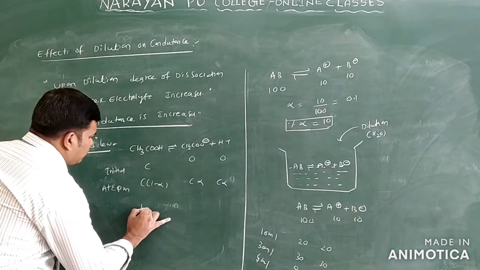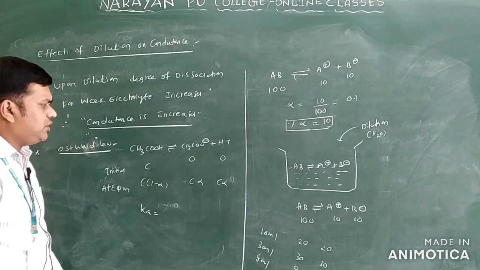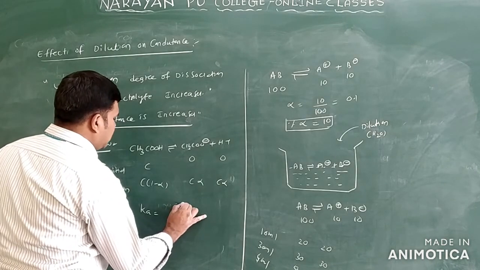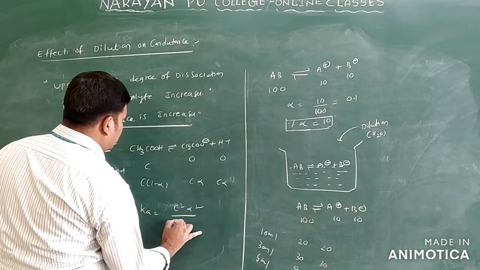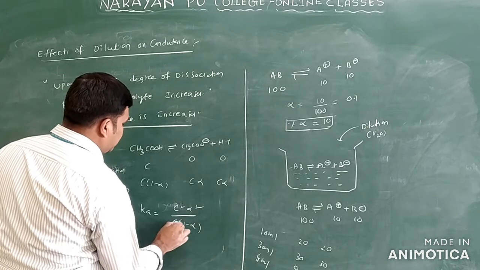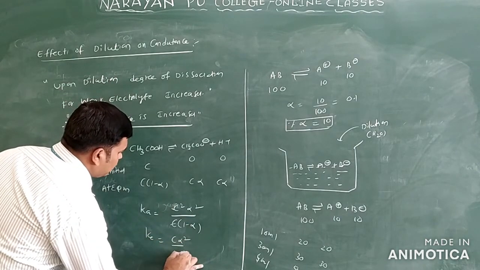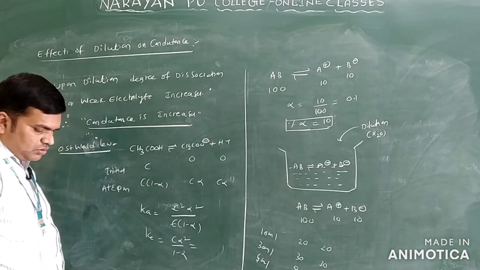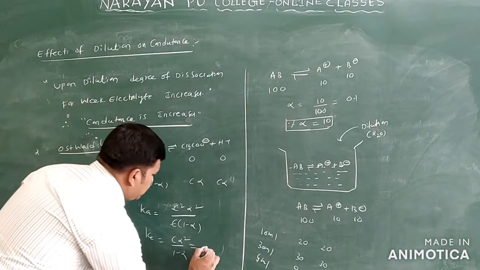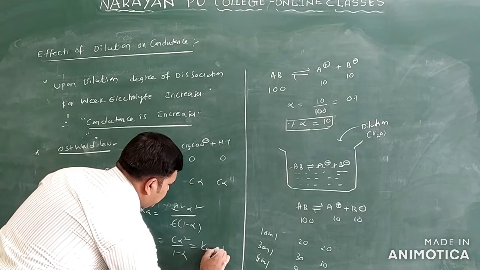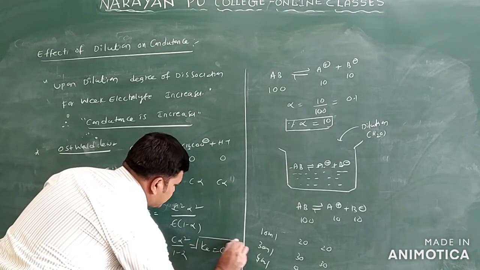From this we have to find out Ka only, that we are calling C square alpha square by C into 1 minus alpha. So what you are getting here? Ka is equal to C alpha square by 1 minus alpha. When compared to 1, alpha is very small only. So comparing, from this I will write Ka is equal to C alpha square only.